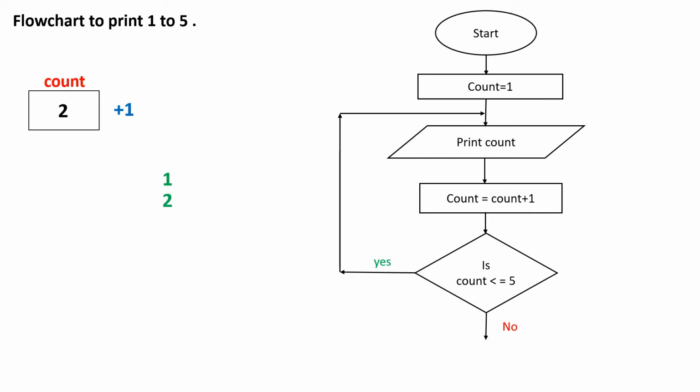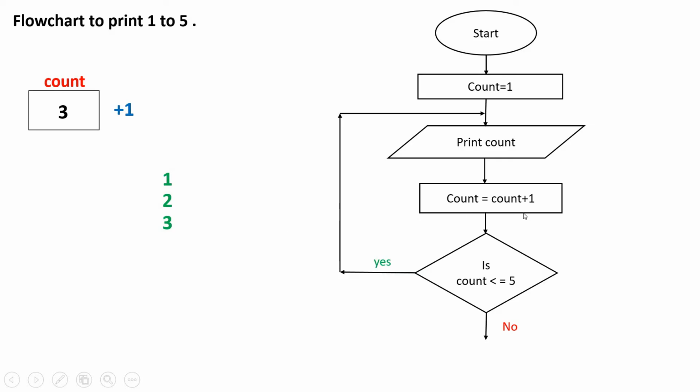Now again I have to increase this count to 3, isn't it? So again count equal to count plus 1 will work. Now the count became 3. Again I will check whether the count is smaller than or equal to 5. So 3 is smaller than 5, so the answer is yes. It will go to print count again. So this 3 is printed here, isn't it?